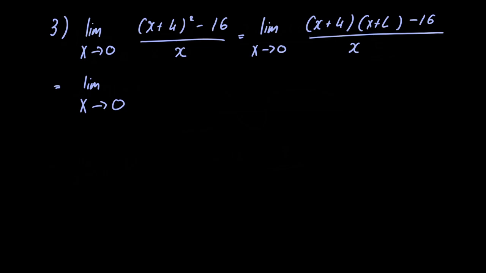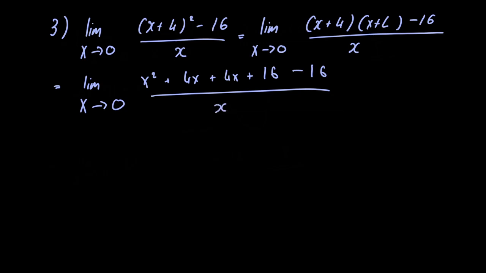So we have x times x, which is just x squared. Then we have x times 4, which is 4x. 4 times x again, which is just 4x. 4 times 4, which is 16. Minus 16 all over x. So positive 16 minus 16 gives us 0. And 4x plus 4x gives us 8x.